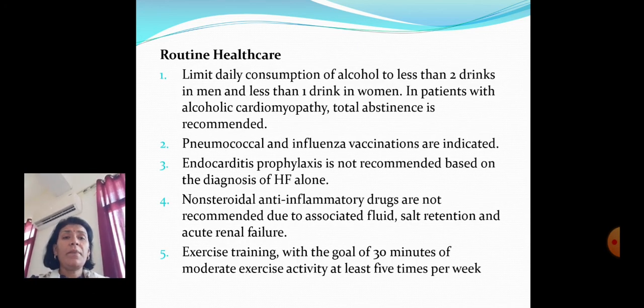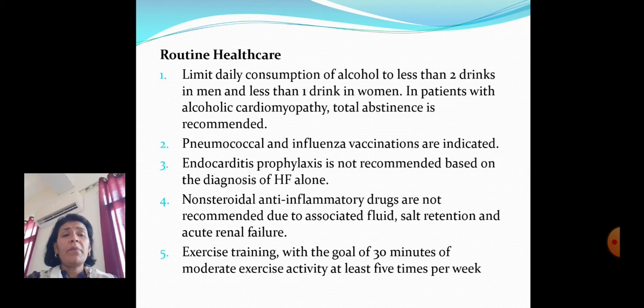Routine health care: the patient should be advised to limit daily consumption of alcohol to less than 2 drinks in men and less than 1 drink in women. In patients with alcoholic cardiomyopathy, total abstinence is recommended. Pneumococcal and influenza vaccinations are also indicated. Then endocarditis prophylaxis is not recommended on a routine basis just in a patient of heart failure, but in specific patients where there is particular valvular involvement or particular settings where we need to give the prophylaxis.